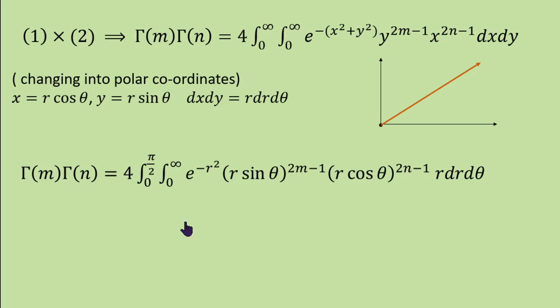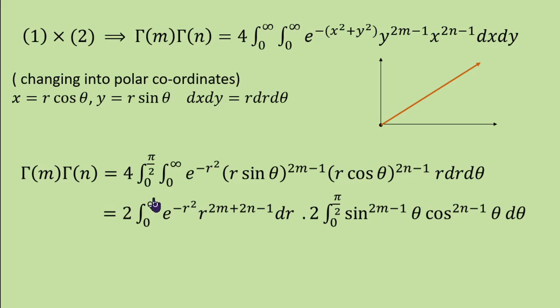Since the limits are constant, we can separate the integral. While separating the integral, this 4 is also taken as 2 into 2. So 2 into the integral of r from 0 to infinity, e power minus r square, r power 2m minus 1 into r power 2n minus 1 into r power 1 dr.